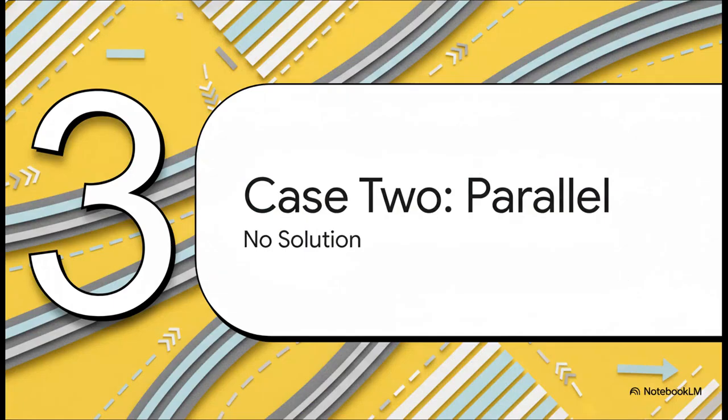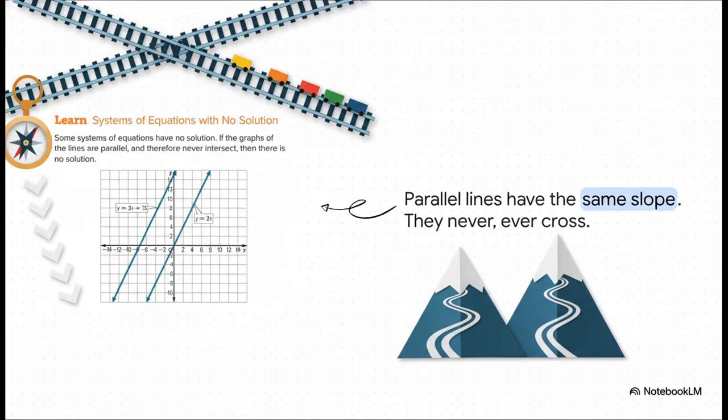But what happens if the paths are designed to never cross? That brings us to our second case, the case of the parallel paths. This picture tells the whole story, doesn't it? These lines are like a set of perfectly parallel train tracks. They have the exact same slope, so they have the same steepness, but they start at different places, so they have different y-intercepts.